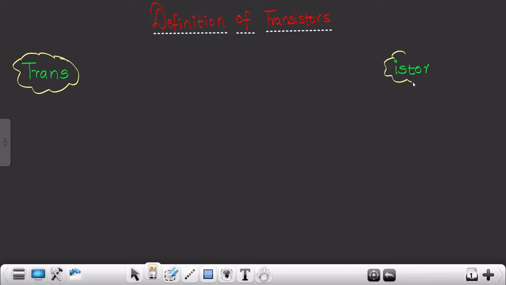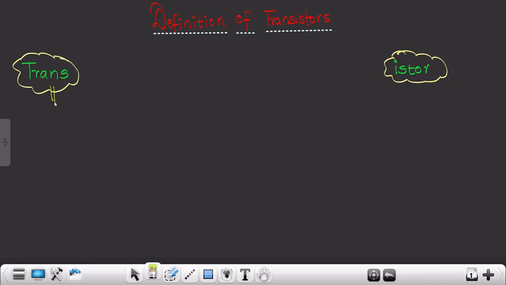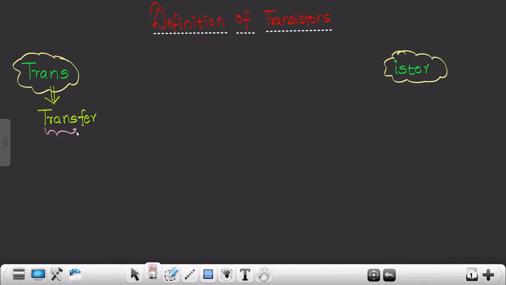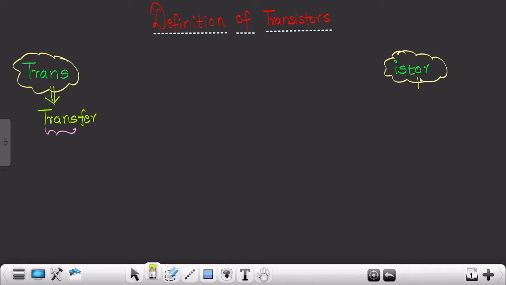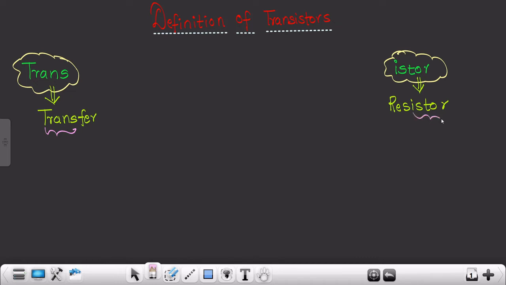So this particular word trans has been taken from this word, transfer. See this one, transfer, right? And this particular word, ister, is being taken from this particular word, resistor. If you look very clearly over here, this is ister, and you can see it is one and the same thing, right?